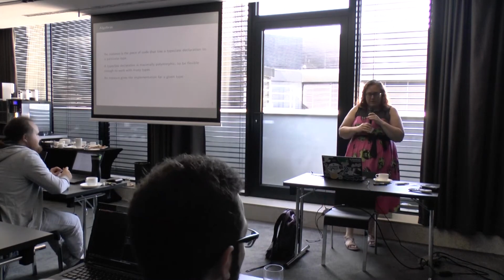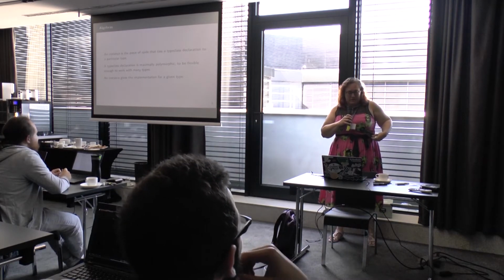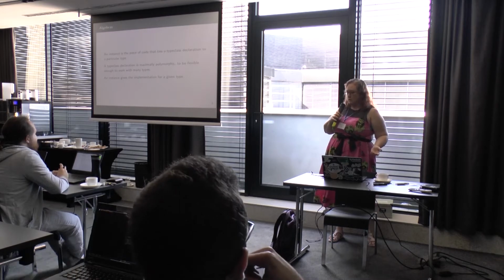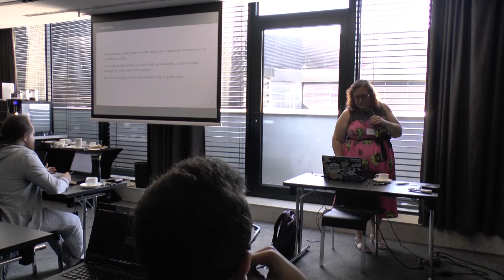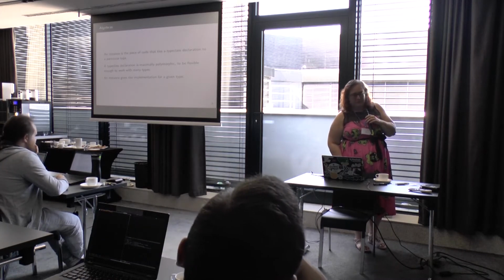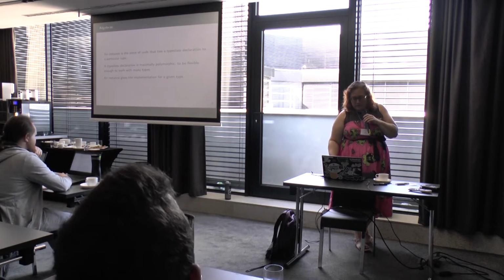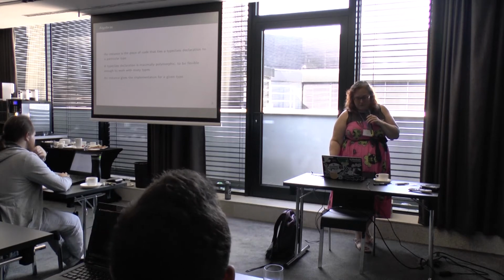All right, so the instance is the piece of code that ties a type class declaration, such as the one we just saw, to a particular type. A type class declaration is as polymorphic as it can be to be flexible enough to work with many types. And an instance gives the implementation for a given type.